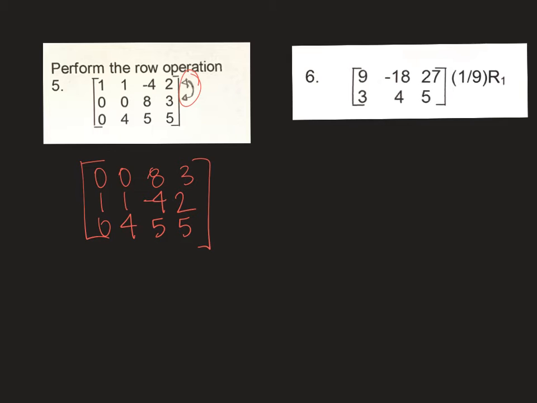And then in number 6, 1/9 times R1 or row 1. So we're just multiplying every single number in that first row by 1/9, which is the same thing as dividing by 9. You can use your calculator if you don't feel confident doing it in your head, that's fine. But you have to multiply every single number in that row. So 9 times 1/9 is 1. Negative 18 times 1/9 is negative 2. 27 times 1/9 is 3. And we leave that second row alone.